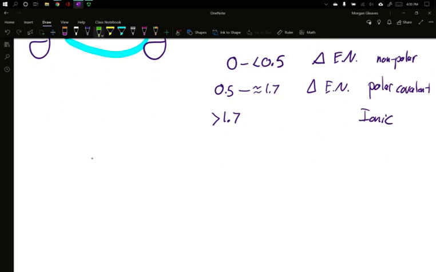So if we look at a couple molecules, let's look at CH4. Well, in this case, there are no polar bonds. So we're done. This molecule is non-polar.